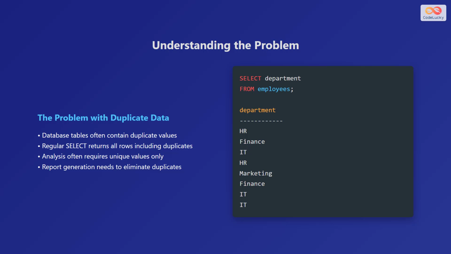For example, the SQL query, select department from employees, may return a list of departments with duplicates such as HR, Finance, IT, HR, Marketing, Finance, IT, and IT again.